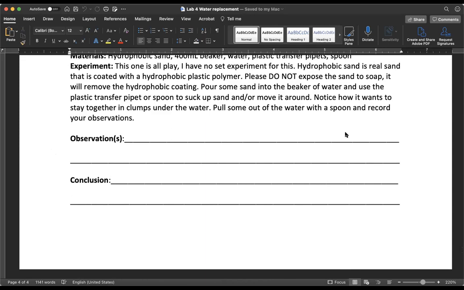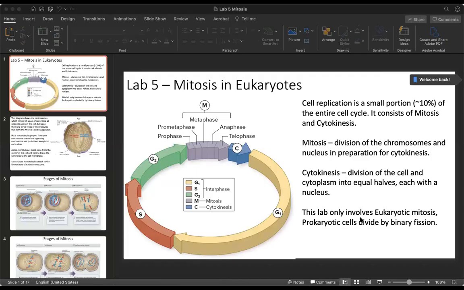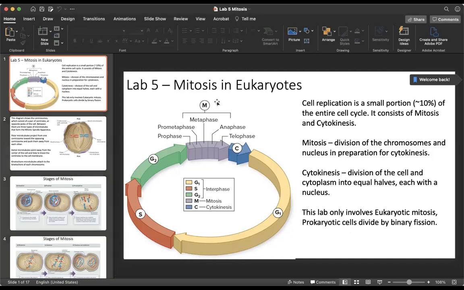So let's take a look at Lab 5, PowerPoint. Okay, why is this giving me issues? Okay, there we go. Hopefully you guys are seeing Lab 5, mitosis.